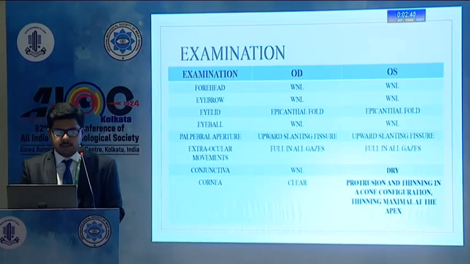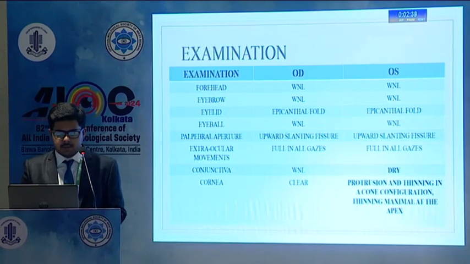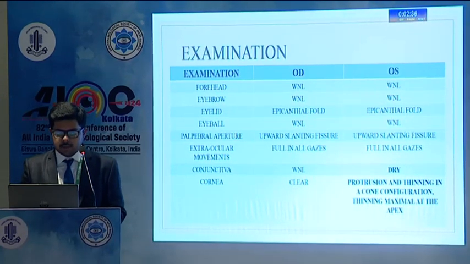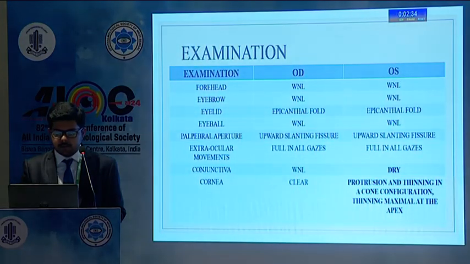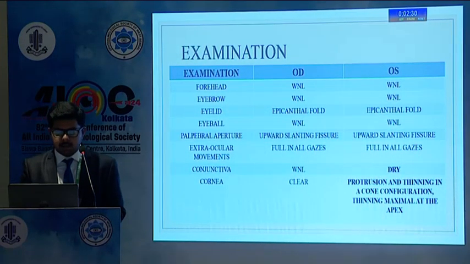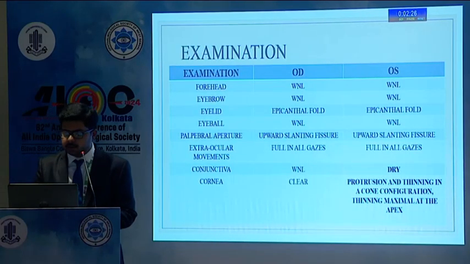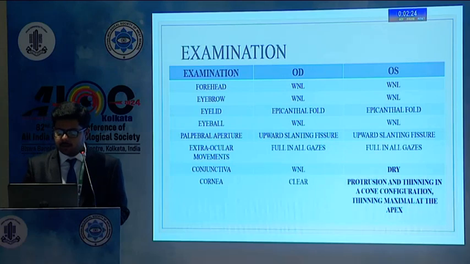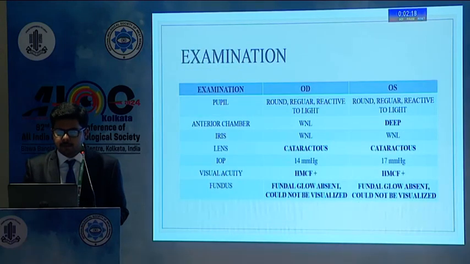Upon examination, the forehead and eyebrow in both the eyes were within normal limit. Eyelid in both the eyes shows epicanthal folds, and the eyeball was within normal limit. Palpebral aperture showed upward slanting fissures, and extraocular movement in both the eyes was normal. Conjunctiva in the left eye was dry, and the cornea in the left eye showed protrusion and thinning in a cone configuration with thinning maximal at the apex. Pupil in both the eyes was round, regular, and reactive to light. However, the anterior chamber in the left eye was deep.